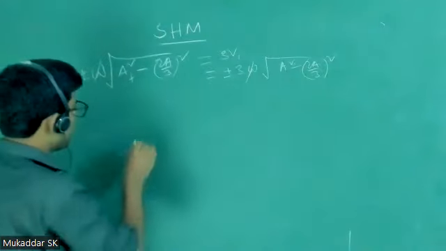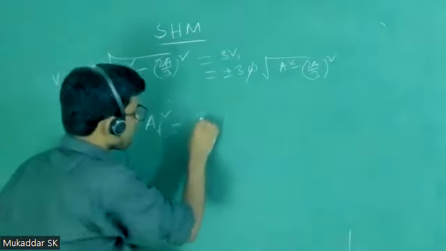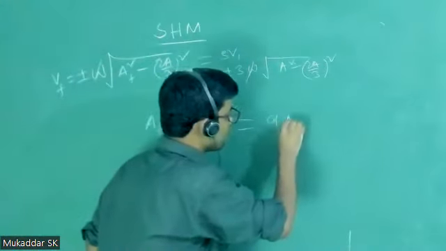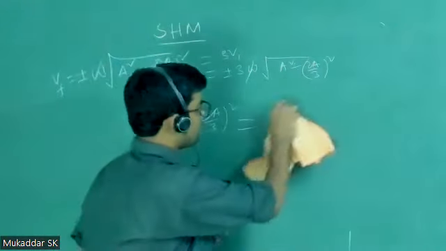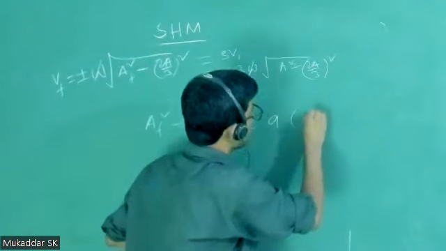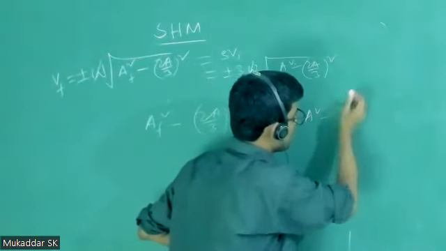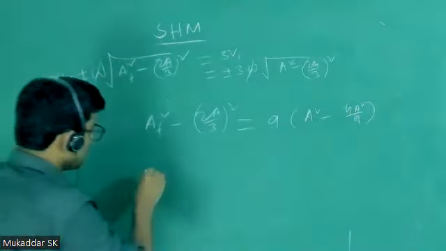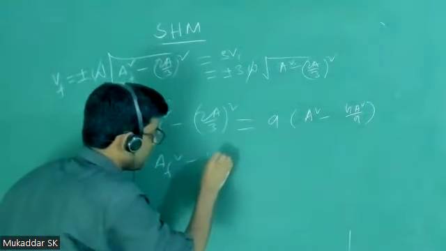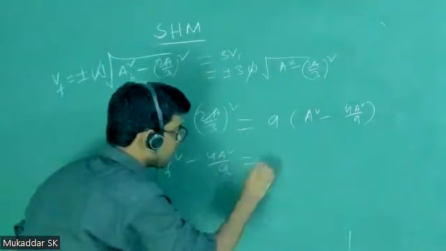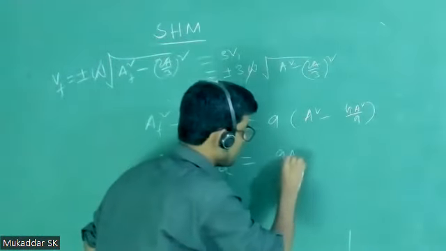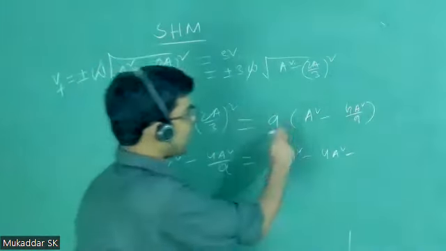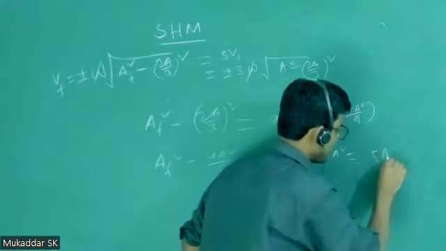Now if you square both sides, what will happen? We'll have af square minus (2a by 3) square. That will be how much? 9 times a square minus 4a square by 9, right? So we'll have af square minus 4a square by 9 equal to how much? If you multiply by 9, you'll have 9a square minus 4a square, because this 9 will be cancelled. So we'll have 9a square minus 4a square. That will be nothing but 5a square.